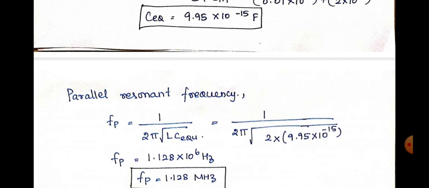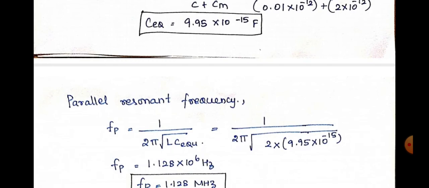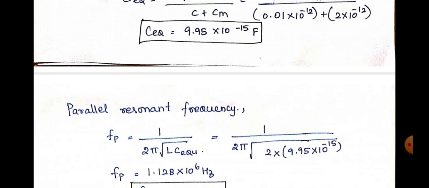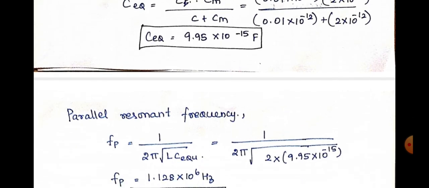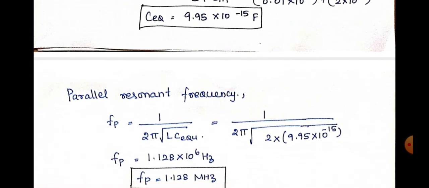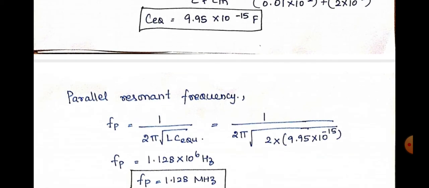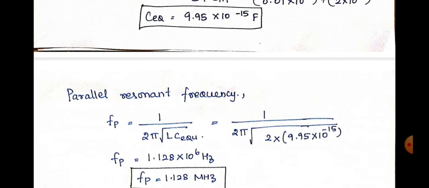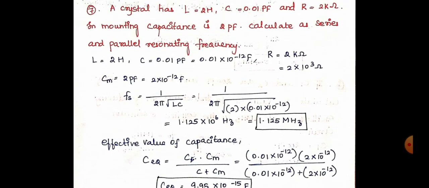So the parallel resonant frequency formula Fp is equal to 1 divided by 2 pi into root of L C equivalent, which is equal to 1 divided by 2 pi into root of 2 times 2 Henry, as we saw, into C equivalent 9.95 into 10 to the power of minus 15. So fix that value. Fp is equal to 1.128 into 10 to the power of 6 hertz. 6 means megahertz, so Fp is equal to 1.128 megahertz. So this is how we find the frequencies in case of a crystal oscillator.